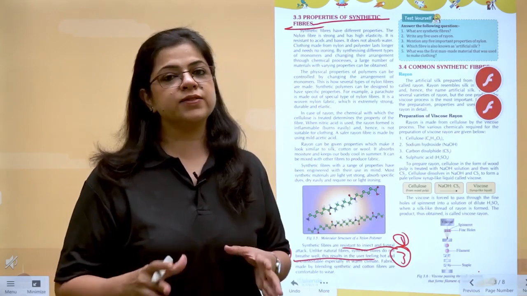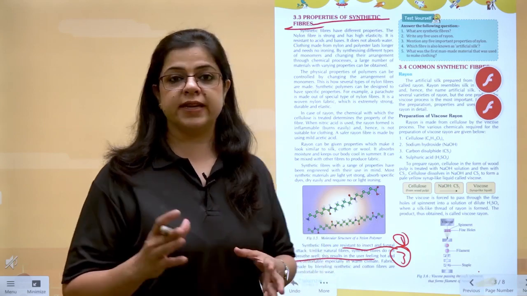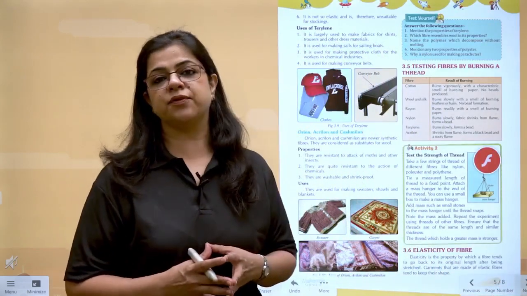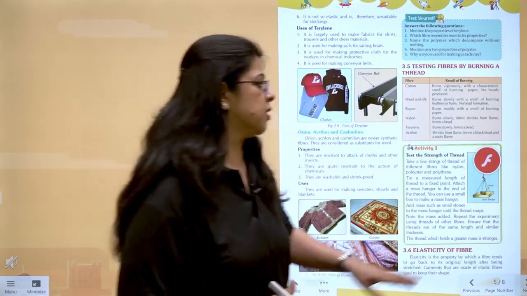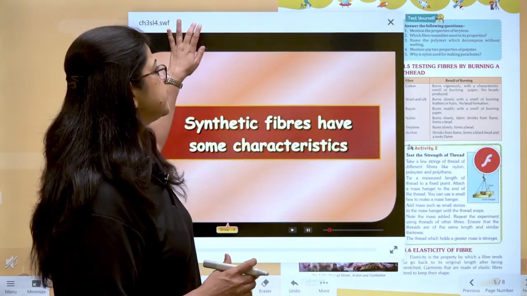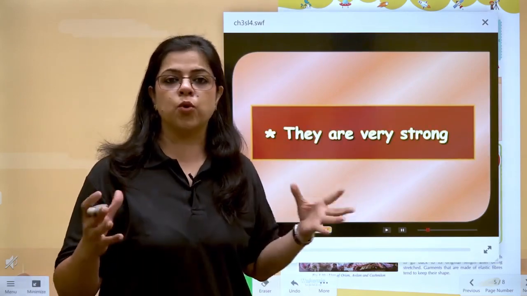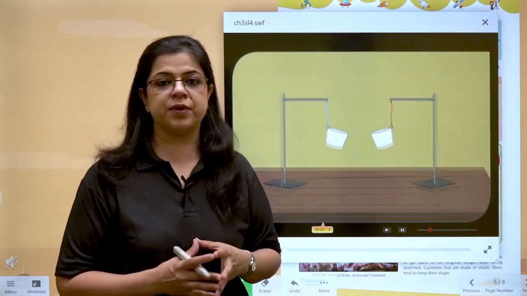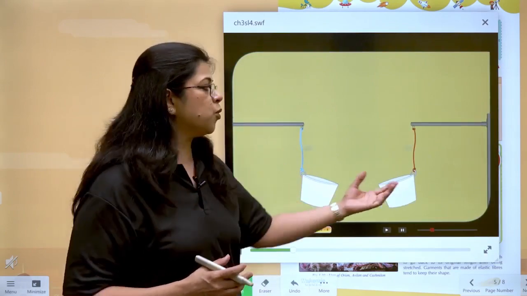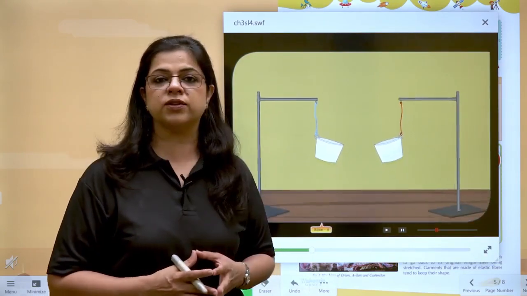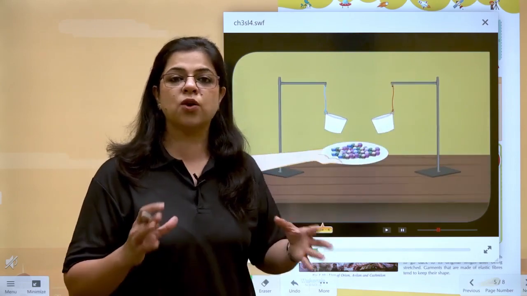So children, we have studied the different types of synthetic fibers available. Now, how do we find out which synthetic fiber is stronger than the other? For this, we are going to conduct a simple experiment. We are going to take two bowls. As you will see in this apparatus, we have taken two bowls of similar weight, and one we have tied using nylon thread, the other one we have tied using cotton thread.